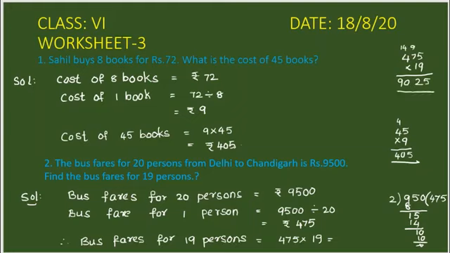9 5s are 45, 9 7s are 63 plus 4, 67, 9 4s are 36 plus 6, that is 42. So we have got rupees 9,025. Whether it is correct or not, how can you check? For 19 persons, 9,025. For one person, we have got 475. To get 20 persons, just add the 19 persons' bus fare plus 1 person's bus fare. 9,025 plus 475, 9,500 we have got here. So this is the solution of the second question, children.